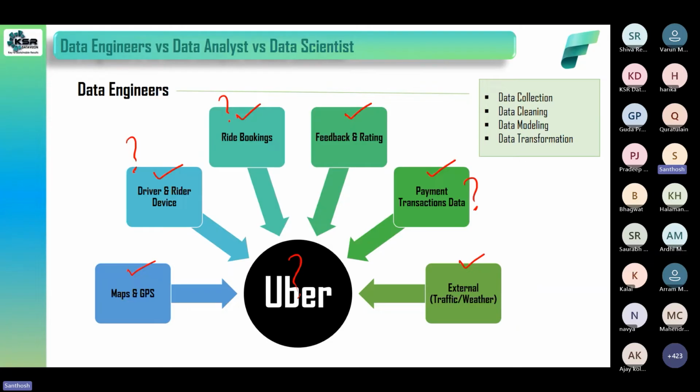Maybe that is information I need. So all in all, you have to bring all this information to one place, and that one place we are going to build is a centralized data pipeline. Now, what is the role of a data engineer here? Data engineers will collect the data, clean the data, do the data modeling, and do the data transformations for the business.